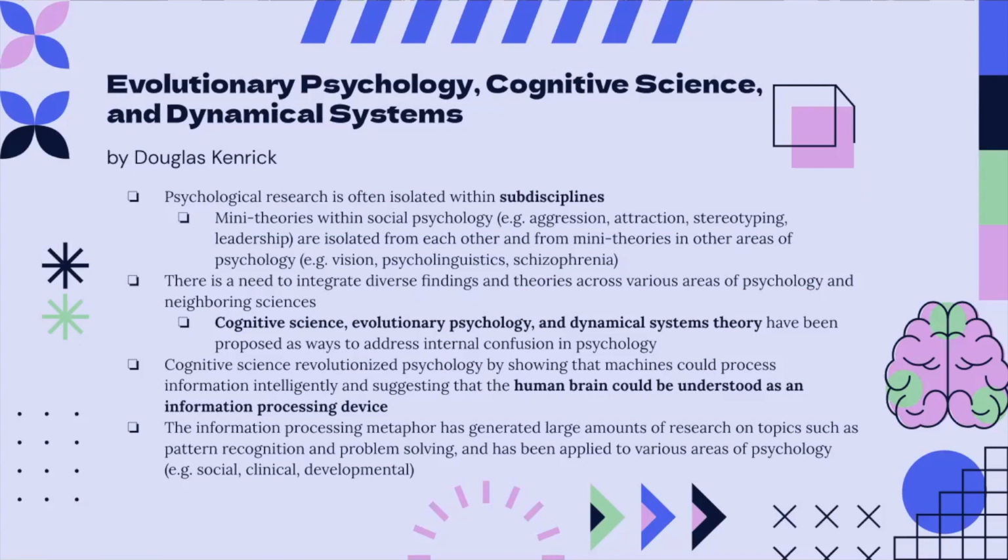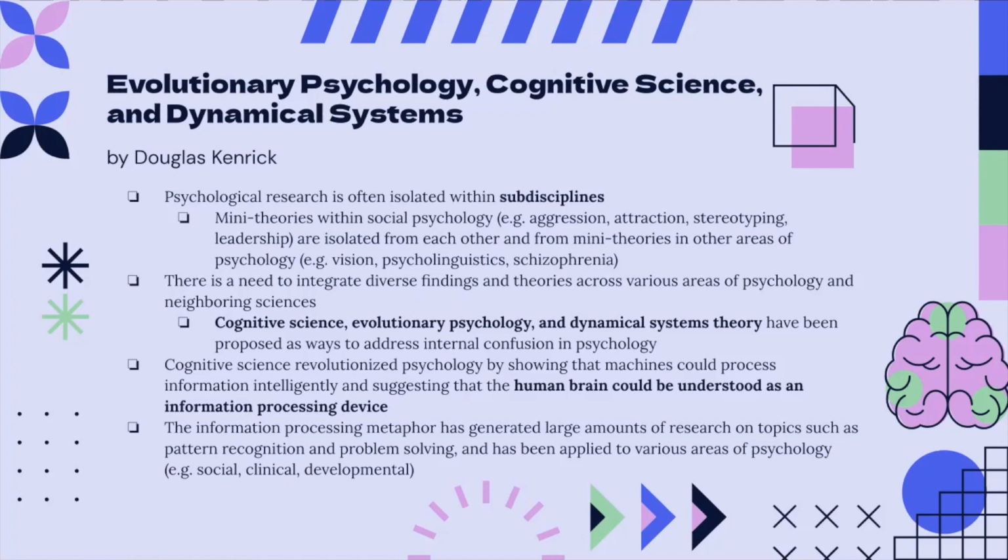So we'll first take a look at evolutionary psychology, cognitive science, and dynamical systems by Douglas Kenrick. Psychological research is often isolated within subdisciplines. These can include cognitive science, and within cognitive science there's psychology, philosophy, AI, and within these subdisciplines there are many theories and disciplines. However, Kenrick states that many theories within social psychology are isolated from each other and from many theories in other areas of psychology. So there's almost like a branch between these branches within cognitive science.